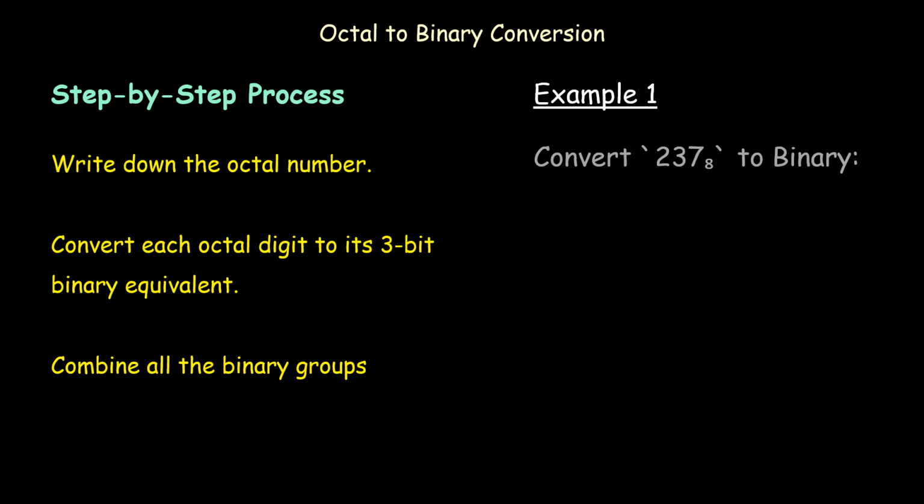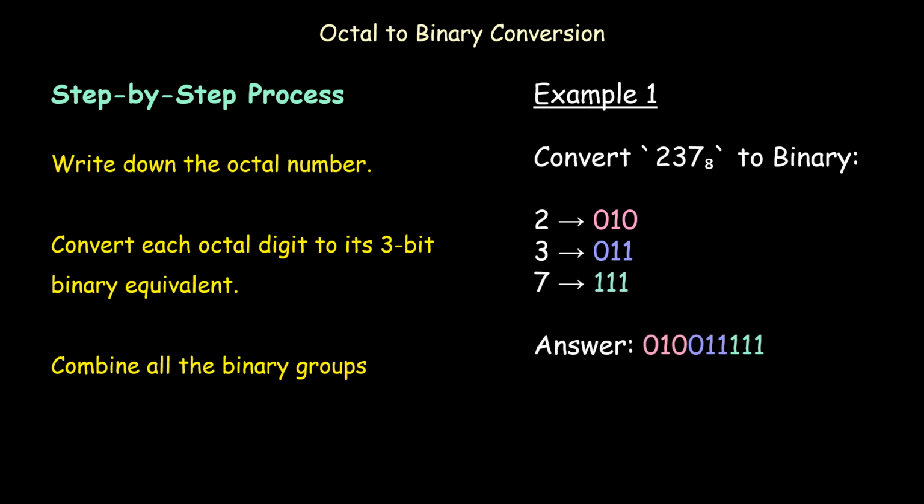For an example, if we take octal number 237, the digit 2 converts to 010, 3 to 011, and 7 to 111. Combining these gives us 010011111.